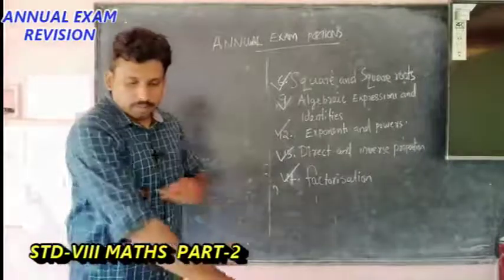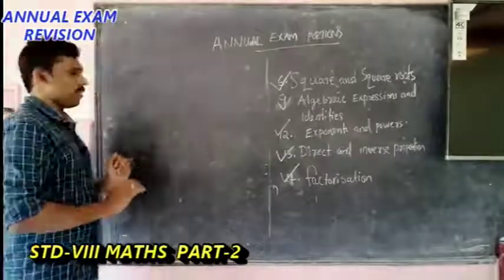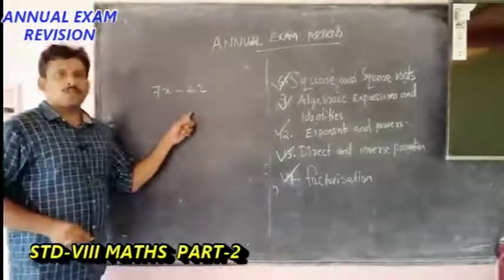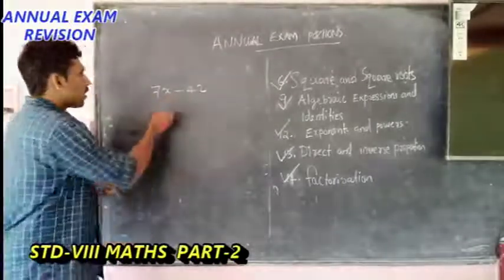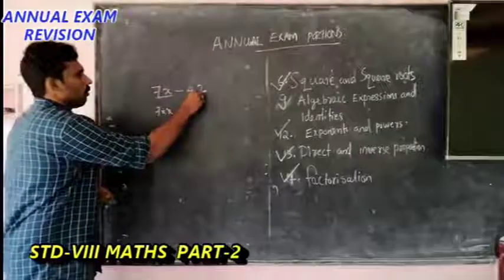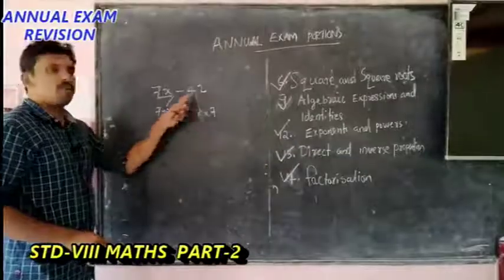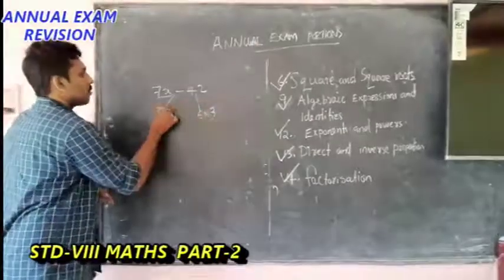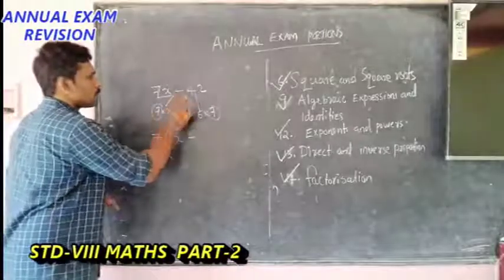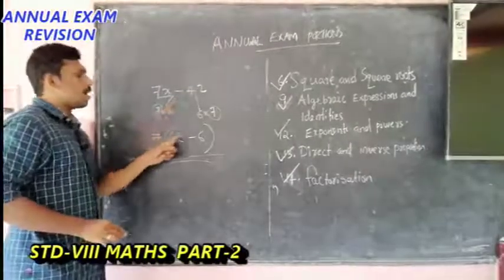Factorize the following expression. Example, using common factors: factorize the expression 7x minus 42. Factors of 7x are 7 and x. In 42, 6 into 7 is also a factor, since 6 sevens are 42. So 7 is a common factor; you can take 7 outside. Then the remaining is x minus 6. So the factors of 7x minus 42 are 7 and x minus 6.